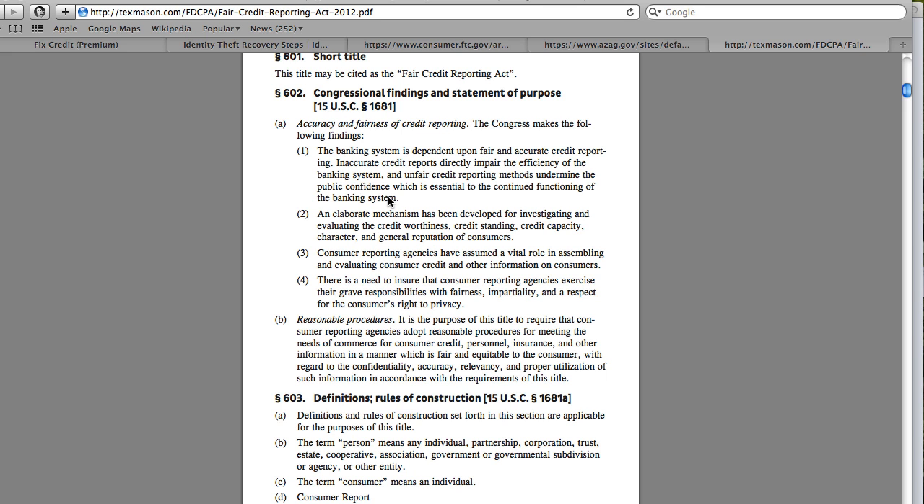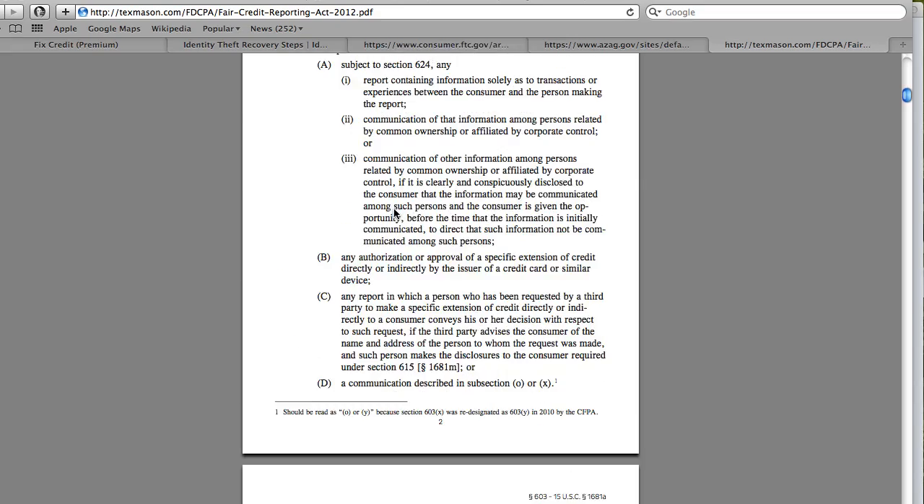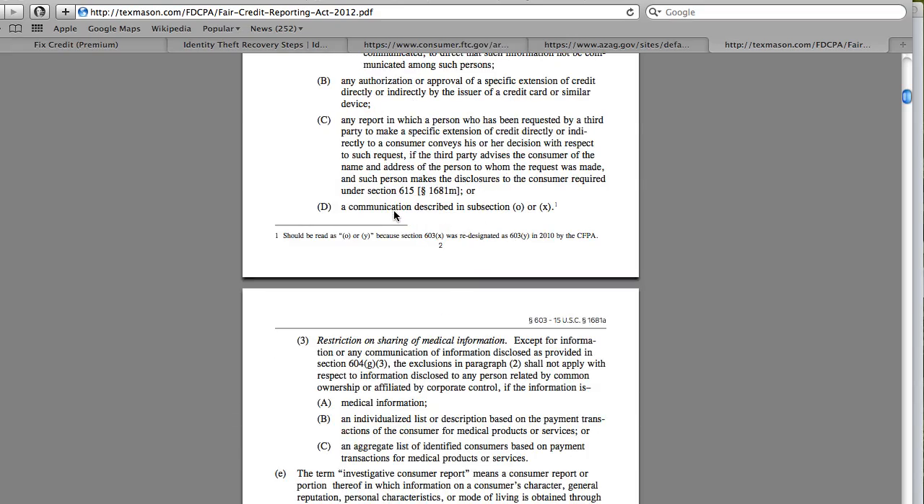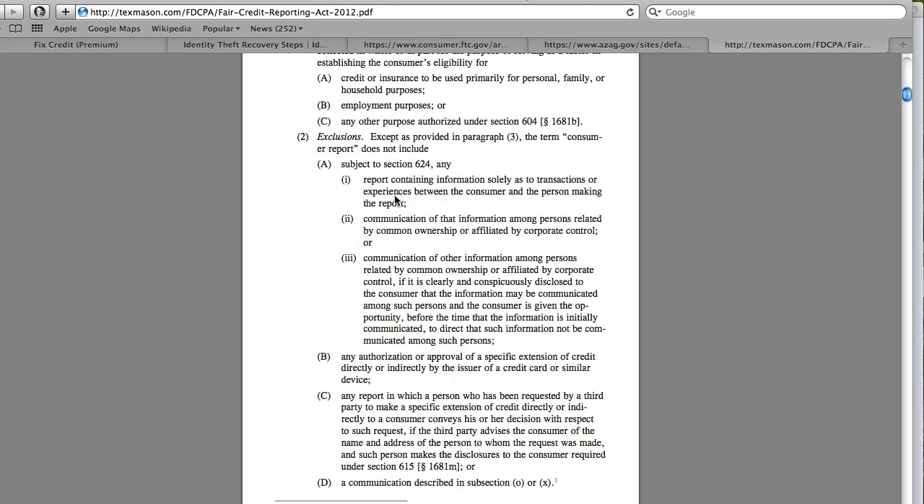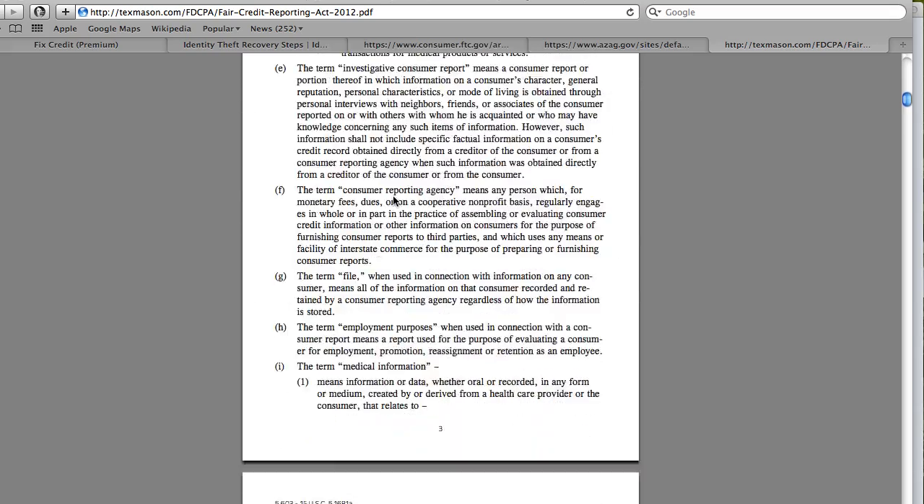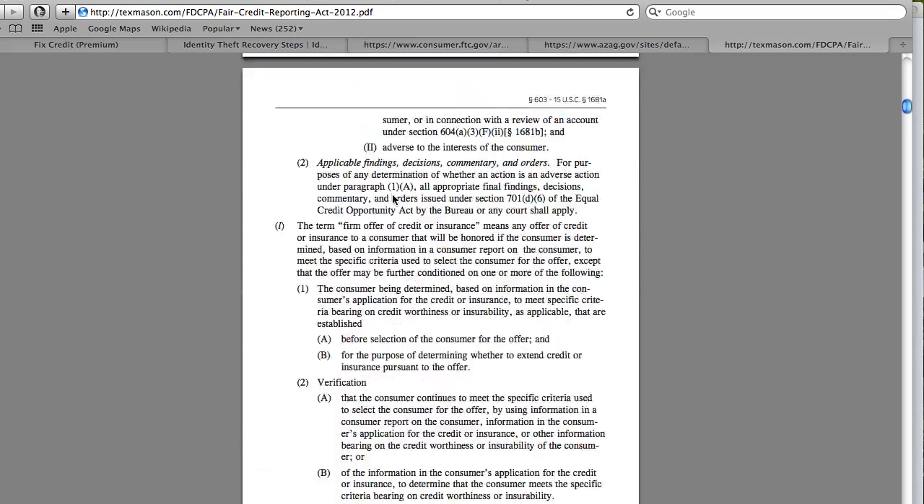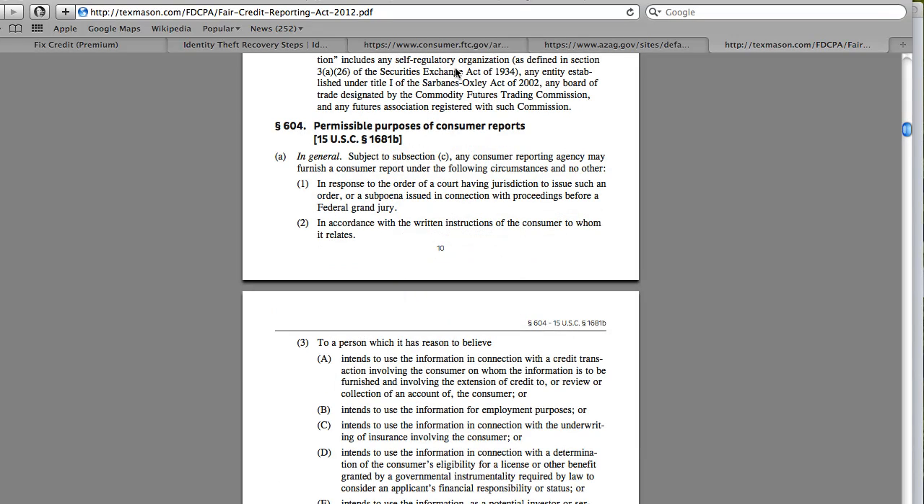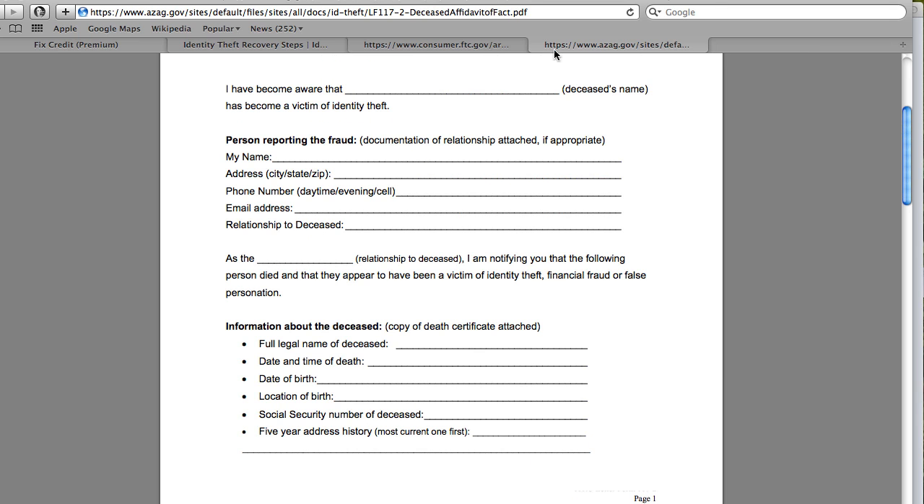And this is the Fair Credit Reporting Act. But this is laid out really good. And you can read this and figure out what their restrictions are, what they can and can't do under this act, what the obligations are. This is probably one of the best places I've seen how it's put together. That's why I put this link here.